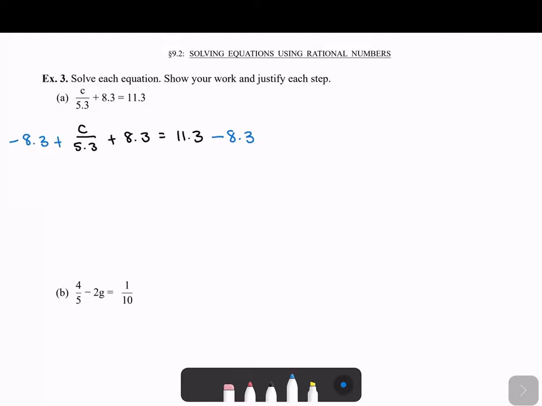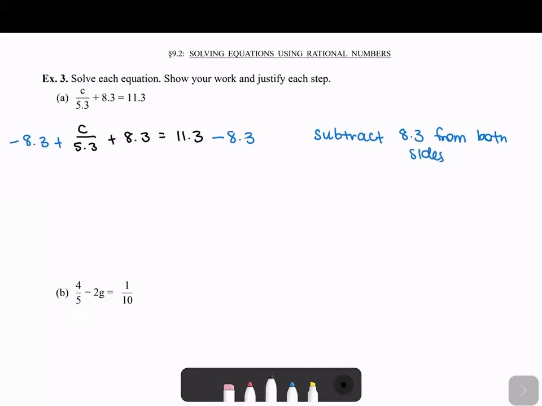Because I like to write it on the sides like this, this is a really good point to note that on the left, we're adding negative 8.3, and on the right, we're subtracting 8.3, but we know that those are the same things based off of our properties of multiplication with integers. So here we are subtracting 8.3 from both sides.